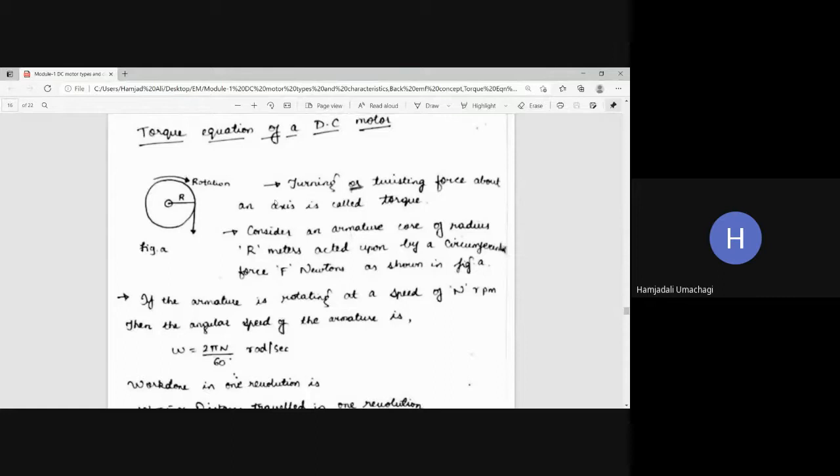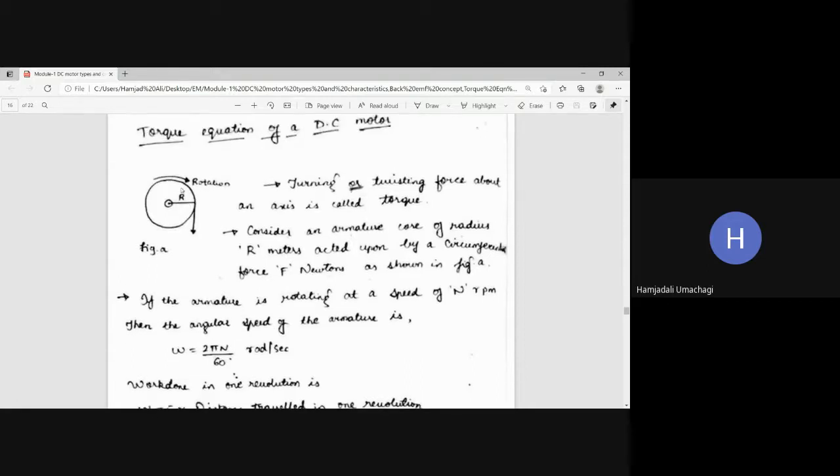Here it is clearly mentioned that a turning or twisting force about an axis is called torque. So this torque is nothing but a force, one kind of twisting force, that makes the armature, in the sense the rotor of the motor, go into motion. A force that makes the rotor move is nothing but torque here. So the higher the torque, the more will be the output. That is the meaning. Now let us see the things one by one here.